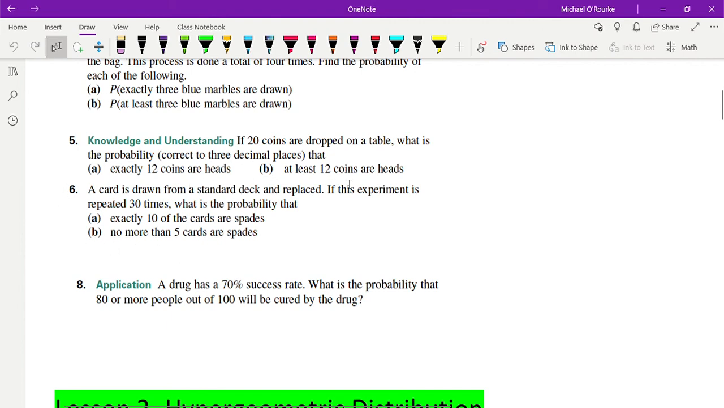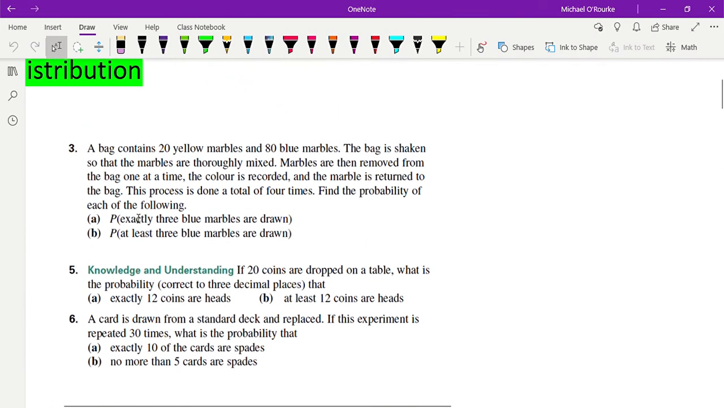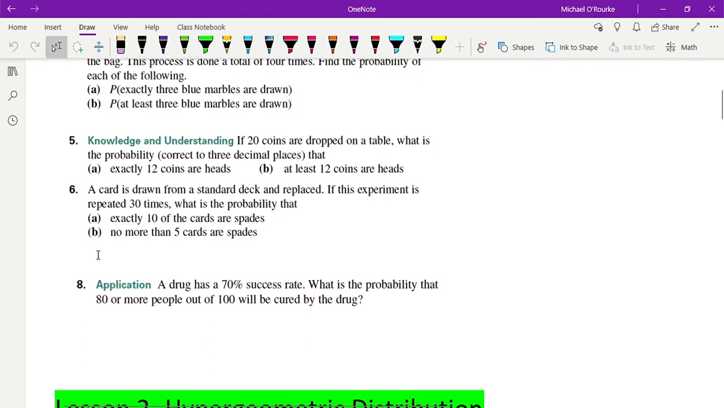What I would like you to do, I'll do one of these questions with you first, but if you understand it, I want you to do, like, question 8 would be a good one to do, right? Or question 6B would be a good one to do. Let's do question 8. I'll help. I want to see you get question 8.